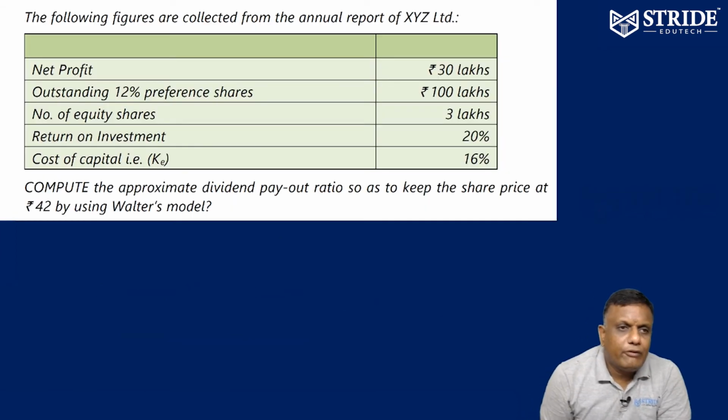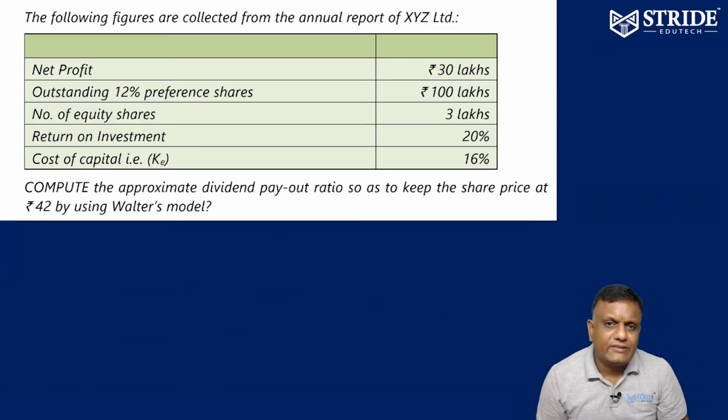Let's see. The following figures were collected from the annual report of XYZ Limited. Net profit rupees 30 lakhs. Outstanding 12% preference shares rupees 100 lakhs. Number of equity shares 3 lakhs. Return on investment 20%. Cost of capital KE 16%. You have to find the approximate dividend payout ratio so as to give a share price of 42 by using the Walter model.